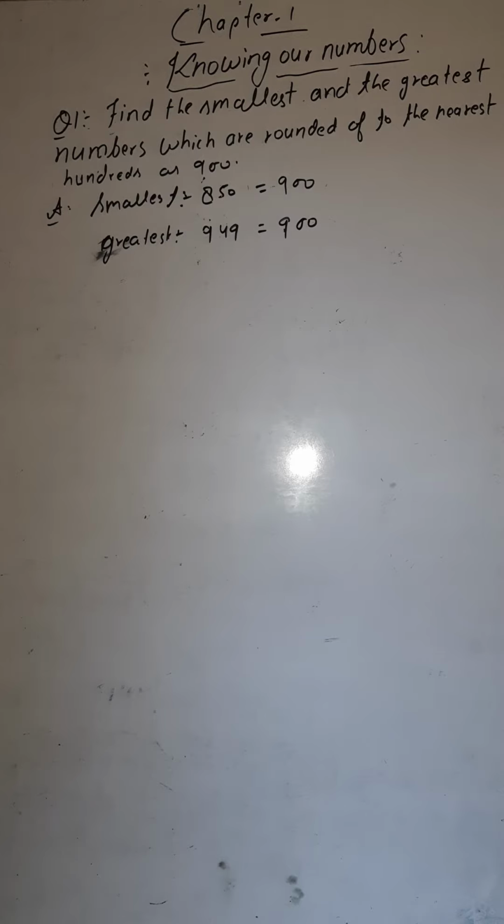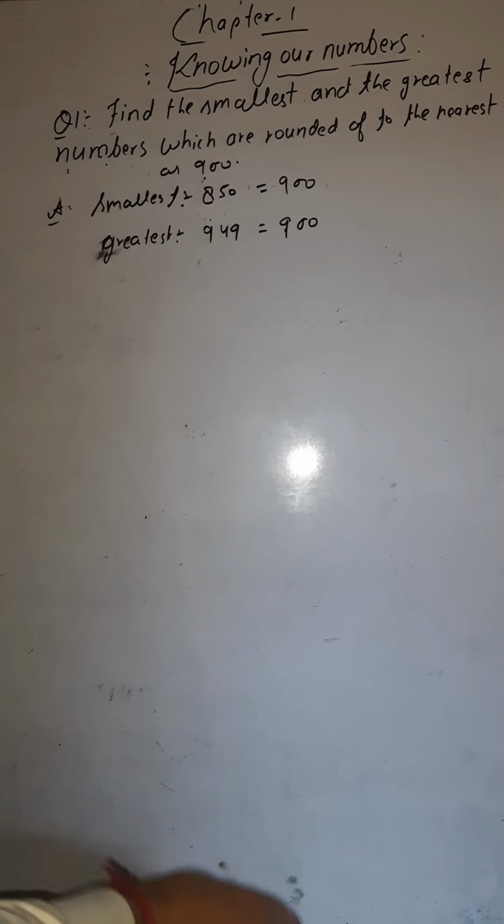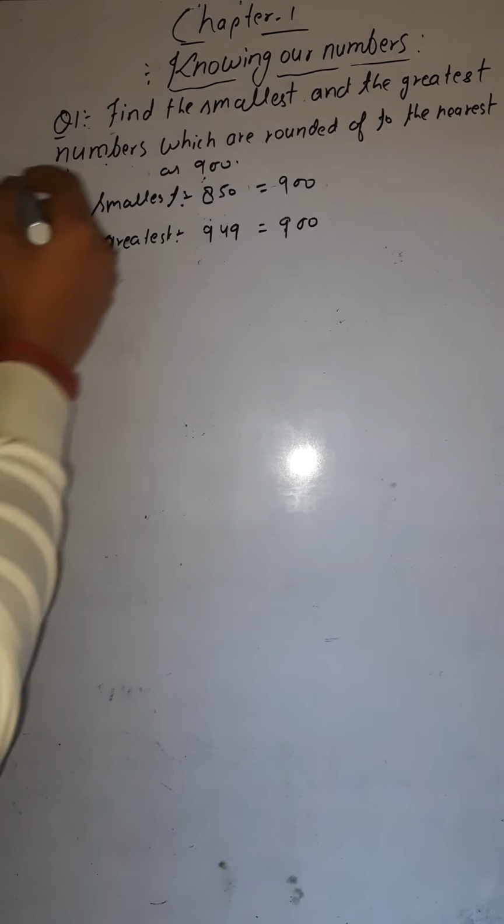Find the smallest and the greatest number which are rounded off to the nearest 1000. Here I am writing 1000. Nearest 1000.